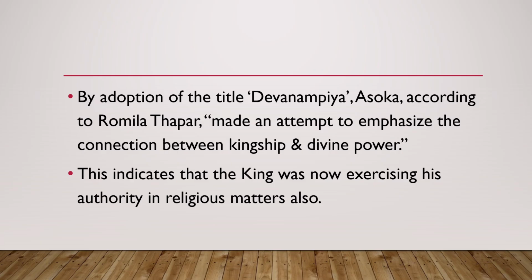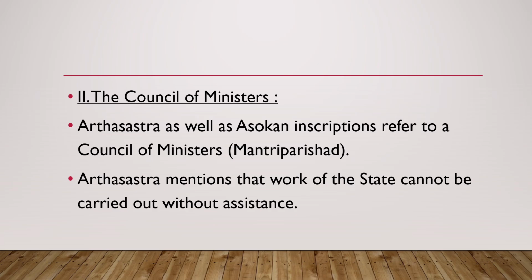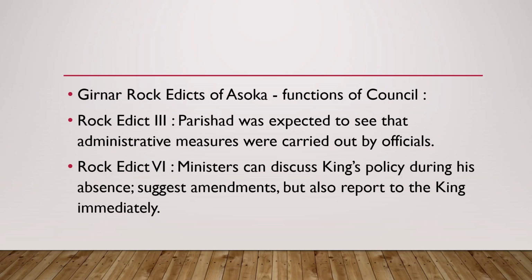We come to the second component of central administration, which is the Council of Ministers. The Arthashastra as well as the Ashokan inscriptions refer to a council of ministers called Mantri Parishad. The Arthashastra mentions that the work of the state cannot be carried out without assistance. Now, if you look into the Ashokan inscriptions, the Girnar rock edicts of Ashoka mention the functions of the Council of Ministers or Mantri Parishad.